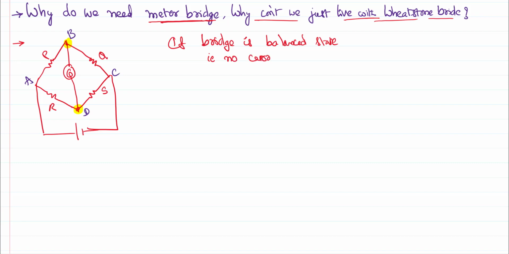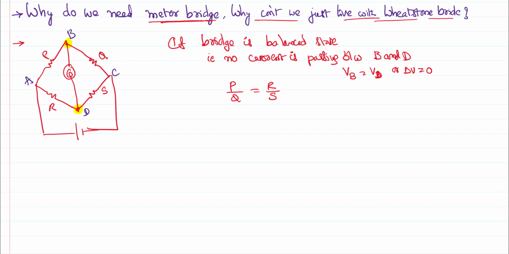that means when no current is passing between the junctions B and D, or in other words, the potential at point B equals the potential at point D, or delta V between them equals 0, we can say P by Q equals R by S. And in reverse also, if P by Q equals R by S, there is no potential difference between the points B and D, and no current flows through them, right?